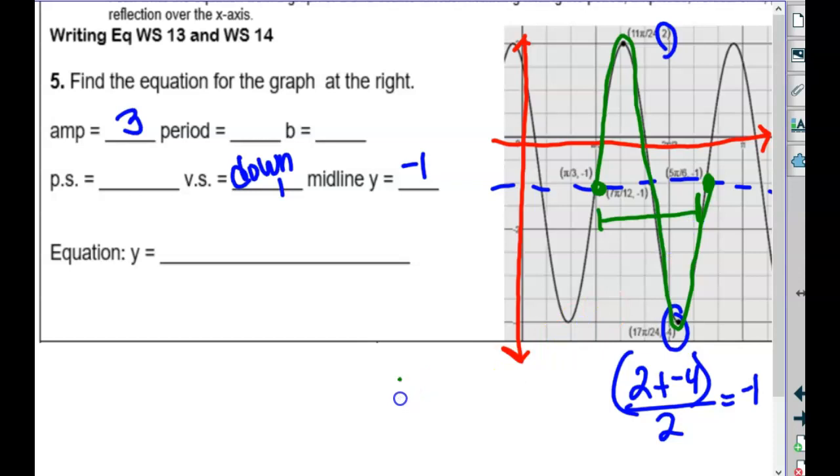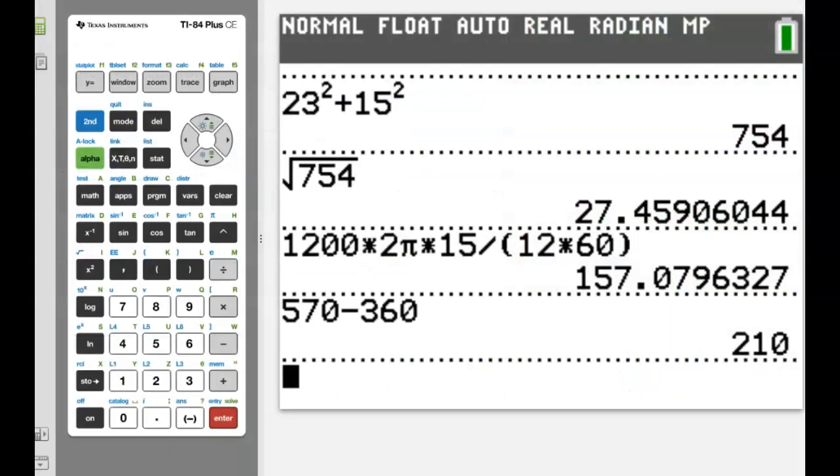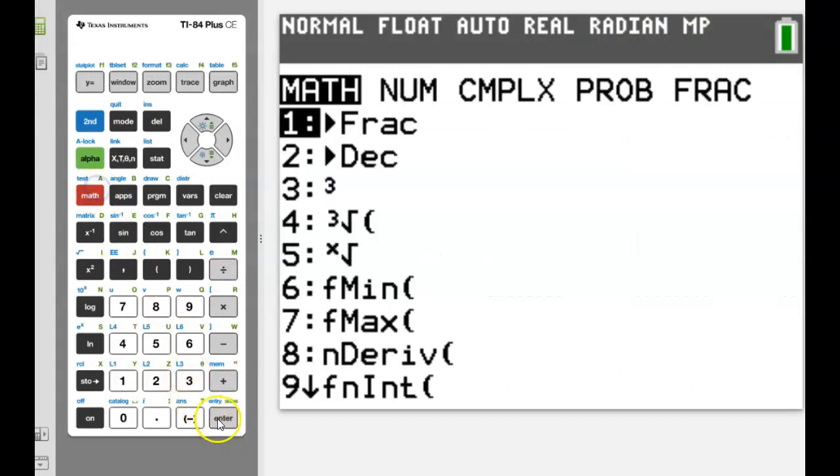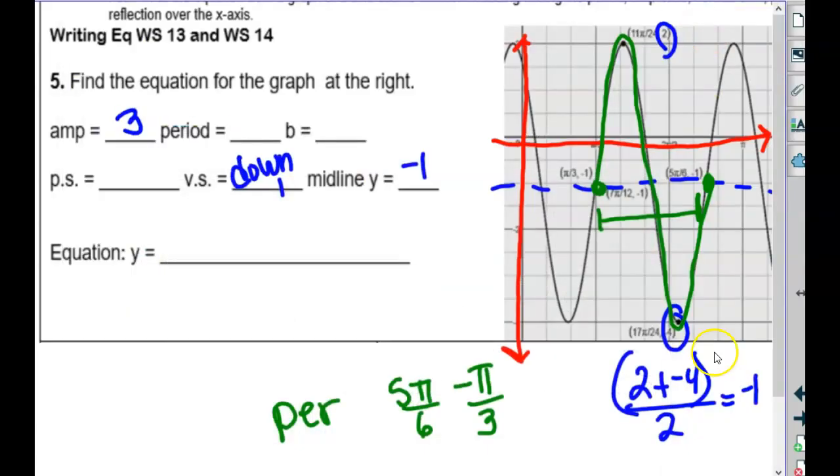It goes from 5 pi over 6, starting at pi over 3. So if we subtract to find the distance, that will be the period. On your calculator, 5/6 minus 1/3. It's 1/2. So that is half of a pi. Some of you are better with fractions than others. Hey, that's the period. What does that mean in terms of the equation?